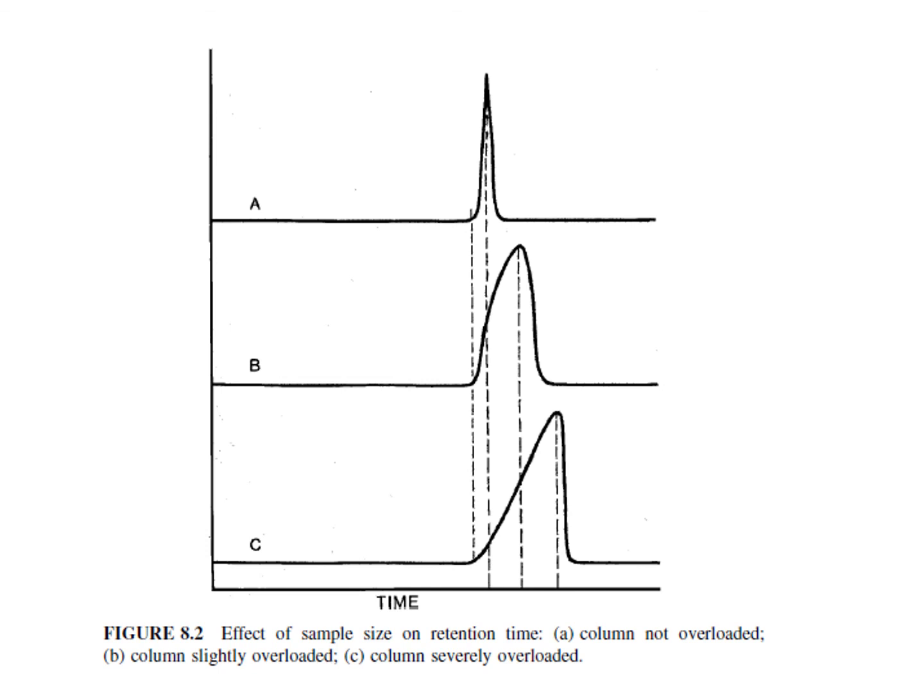standardization method. So class, this figure shows the effect of sample size on retention time. Column A is not overloaded, while column B is slightly overloaded, class. When it is slightly overloaded, we will take the value at this point. For example, if the retention time is 20 minutes, we will take the peak area at 20 minutes. Here A is not overloaded, so of course, class, we will follow the 20 minutes for B.